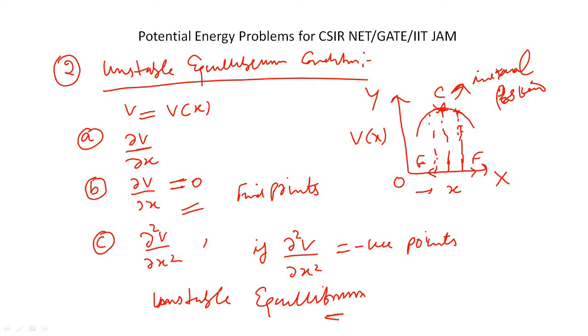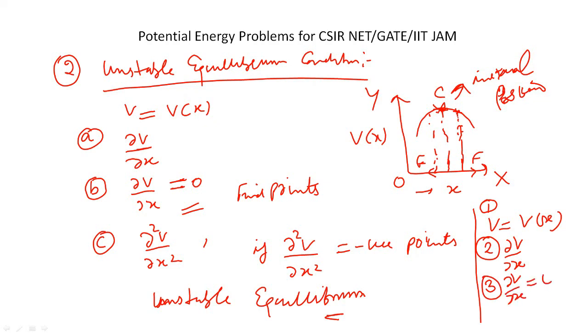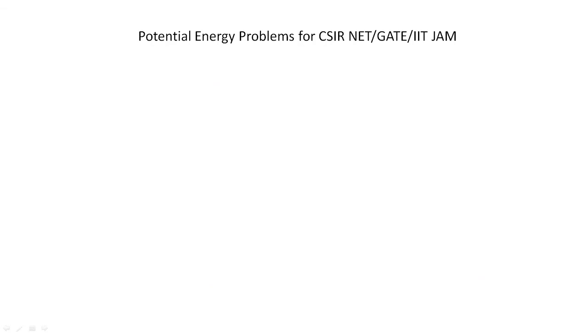Or, briefly, we can say that in these types of problems your potential energy will be given in terms of the x coordinates or position coordinates. Then you will find del V over del x, and in the third step you will put del V over del x equal to 0. From here you will find the points, and then you will find del 2V over del x2. Now if your del 2V over del x2 at these points is positive, then it will be a condition of stable equilibrium, and if del 2V over del x2 is negative, then it will be a condition of unstable equilibrium. Now we will take some numerical problems by which you can easily understand what we have explained till now.